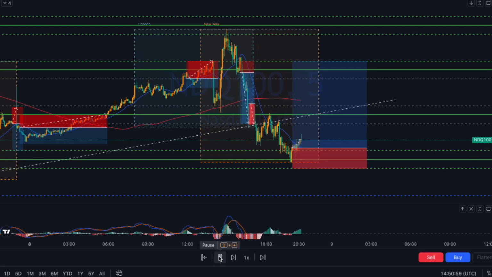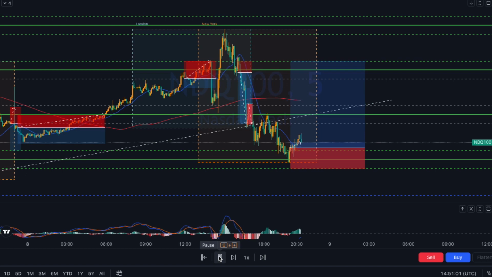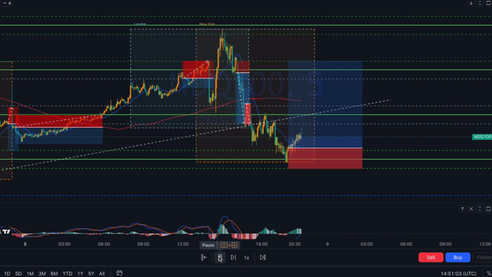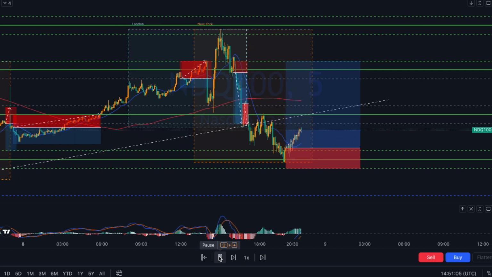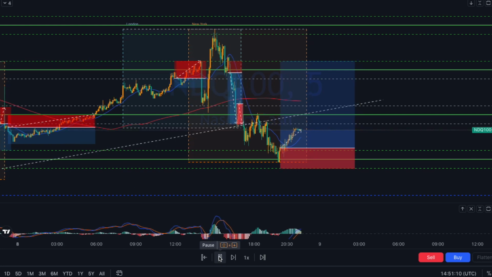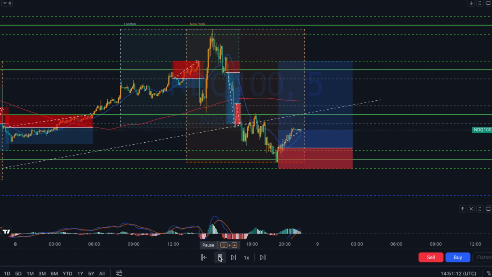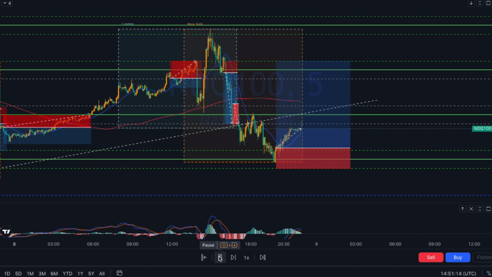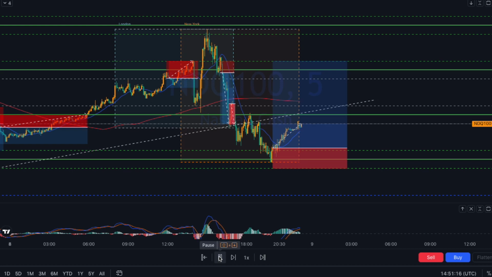One of the main reasons why I don't like trading the 5 minutes is that it is super difficult to trade the 5 minutes, man. It's not easy at all. Let's see if it's going to go beyond. Is it going to go above? Okay, so we've gone into the zone.